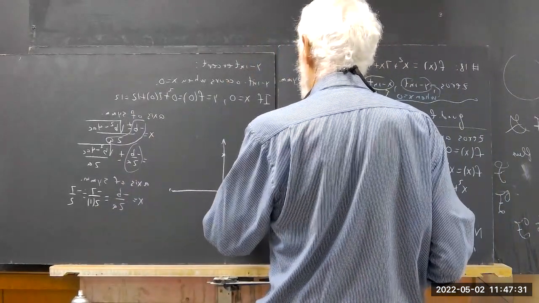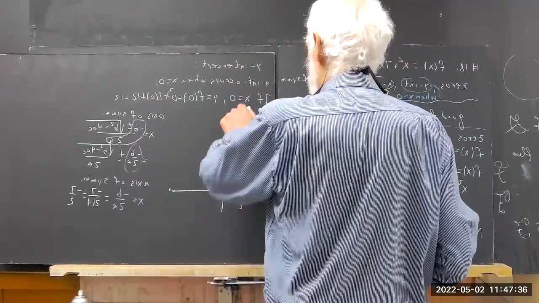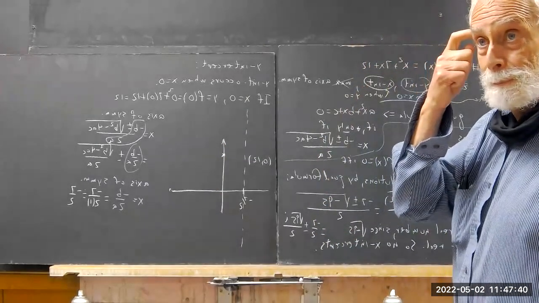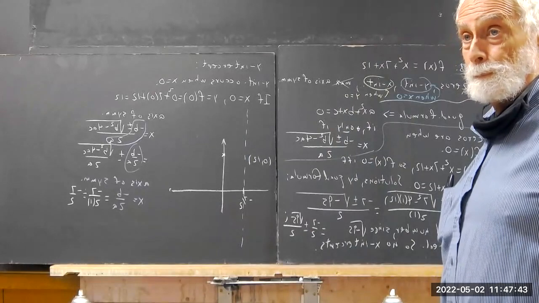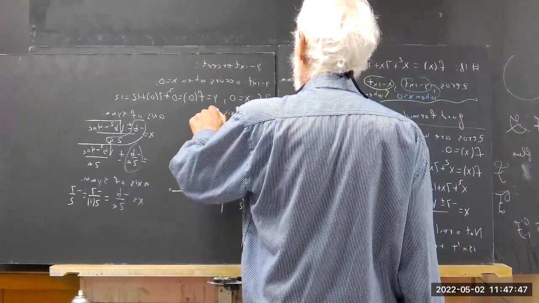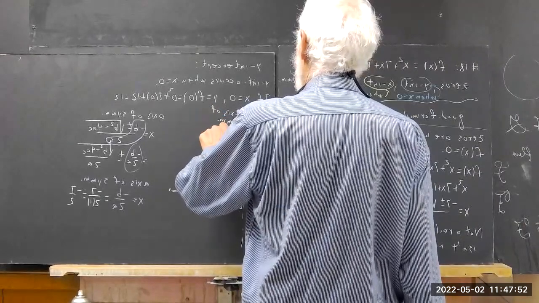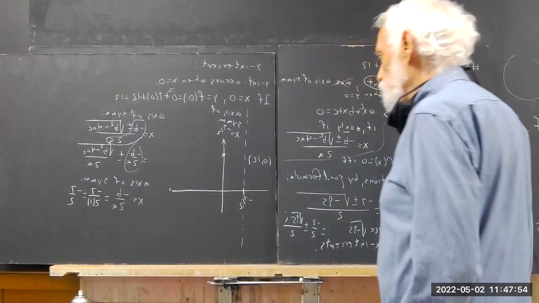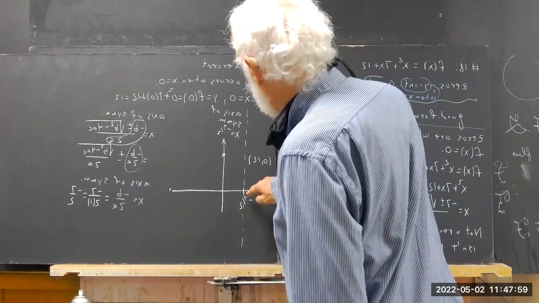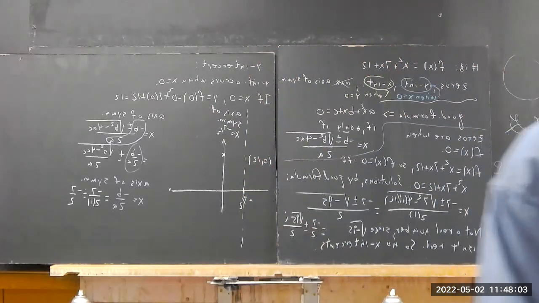Well, if you go here to x equals negative 7/2, there's your axis of symmetry. Okay? This is the axis of symmetry. x equals negative 7/2. What's the value of the function here? Okay, let's stop and talk about this for a minute.